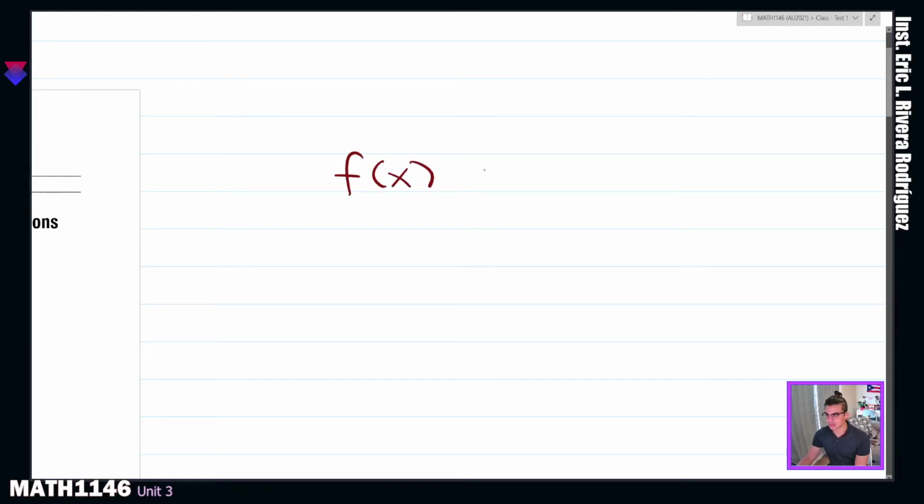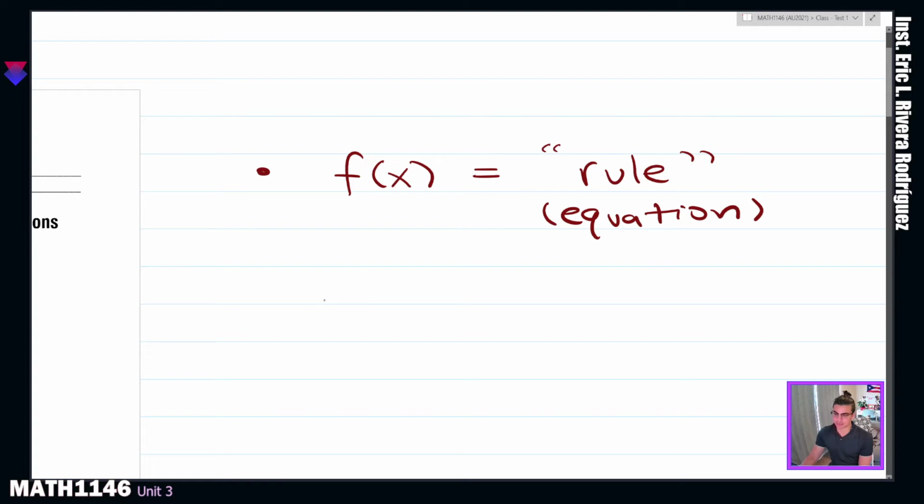So here is the universal notation for a function, where f is the name and x is the input, right? Whatever goes here, we are going to call it the function rule. And the function rule is none other than the equation that we use to get the y value, the output, for whatever the input is. Right? So this is what we have seen before.